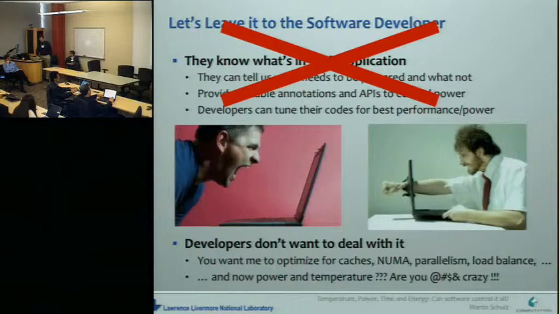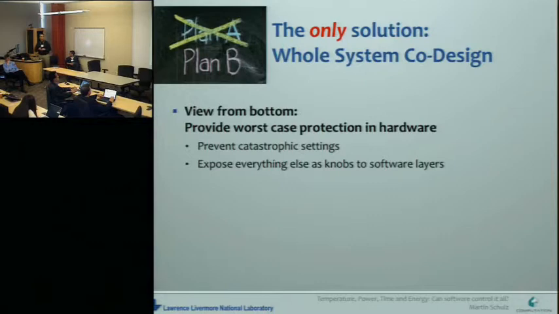And so the only solution that I think will really work is some kind of a system co-design, basically what Wu was already targeting as well. So if you look from the hardware upwards, you want to prevent catastrophic settings, so that's something that needs to be in the hardware. Besides it, expose everything else so we can play with it.